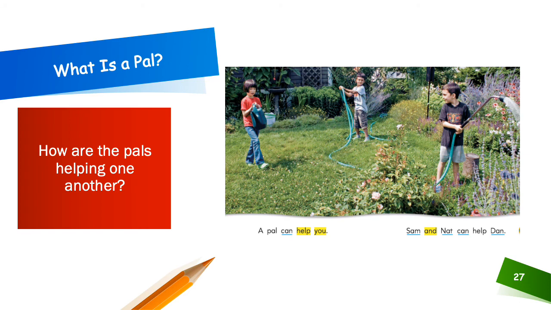Well, it looks like Dan's trying to take care of a garden. He has his friends who are helping with the hose and making sure that it is straight and doesn't get in a knot. His other friend is bringing over a watering can. It looks like they're about to water some plants.